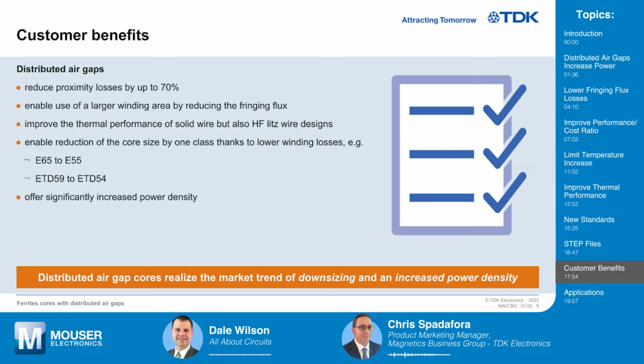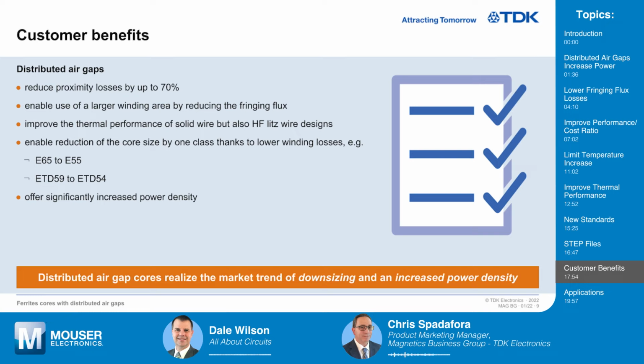It's new design challenges and new opportunities. Yeah, absolutely. So, with those benefits in mind, what are some key applications that can really benefit from these ferrite cores with distributed air gaps? So one of the biggest areas that we focus on is automotive and industrial products.